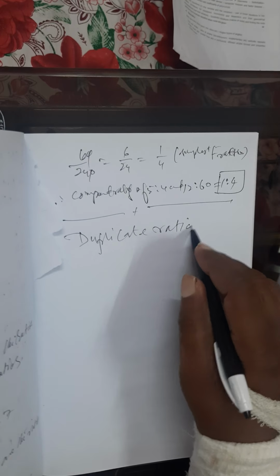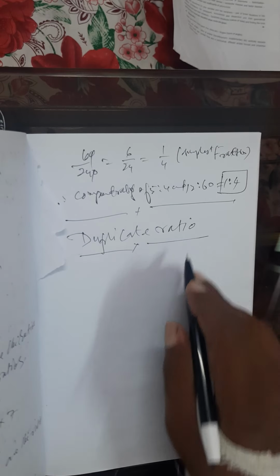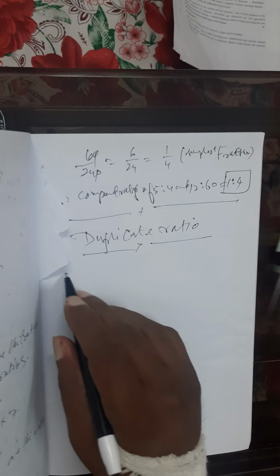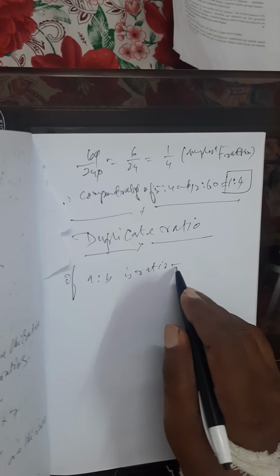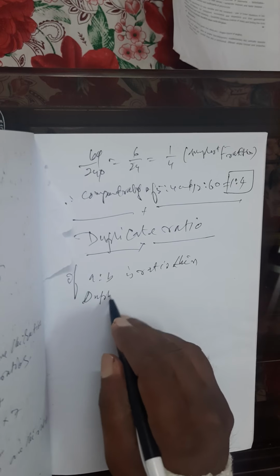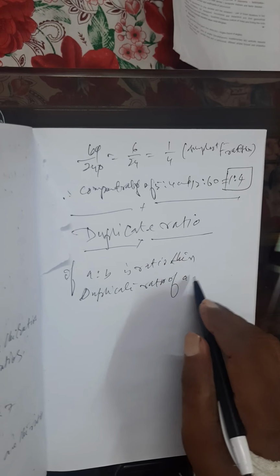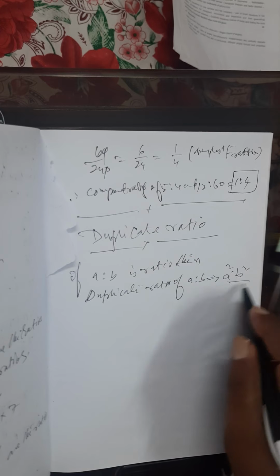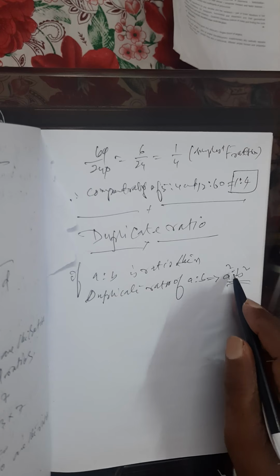Now duplicate ratio. Okay, first we finish all ratios, then we go to proportion. Duplicate ratio means, suppose a ratio is there. If A is to B is a ratio, then the duplicate ratio of A is to B is A square is to B square. This is duplicate ratio. So we will solve some problems on this one.